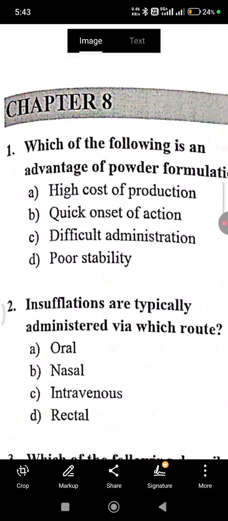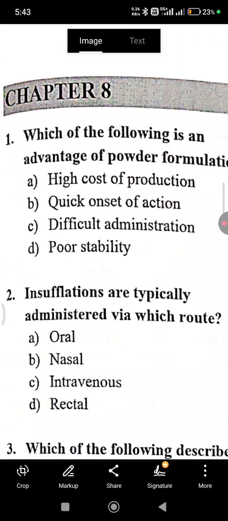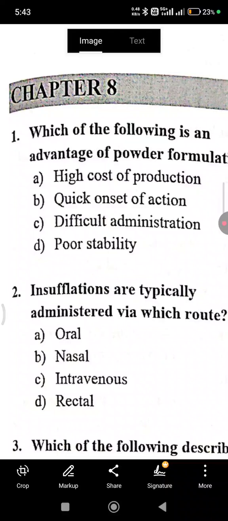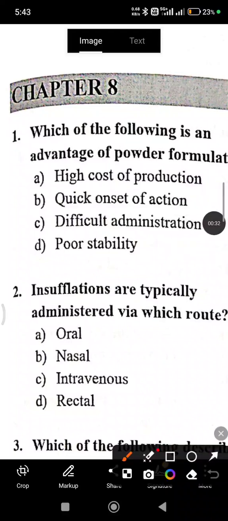Which of the following is an advantage of powder formulations? Option A, high cost of production. Option B, quick onset of action. Option C, difficult administration. Option D, poor stability. So the right answer for question number 1 is option B, that is quick onset of action. Which of the following is an advantage of powder formulation? That is quick onset of action.